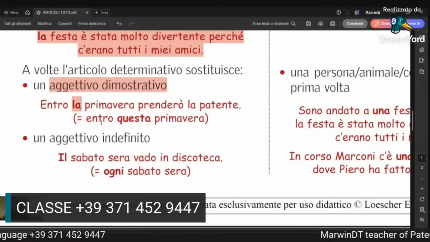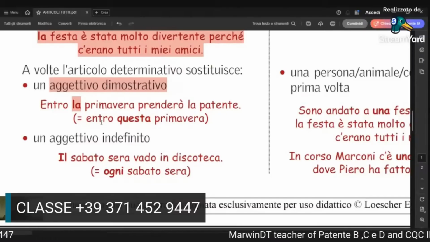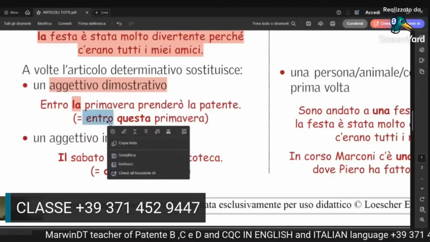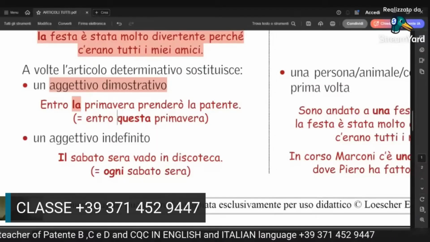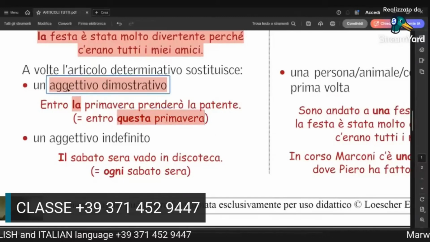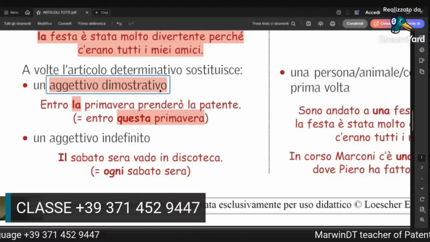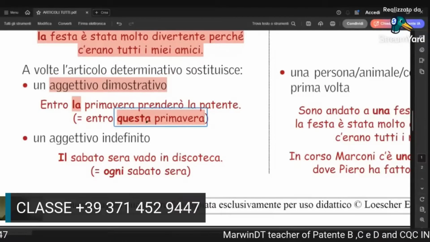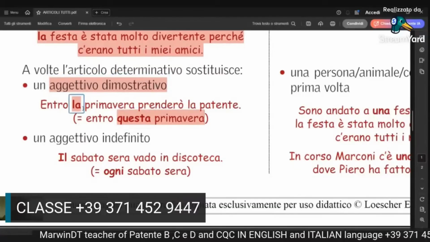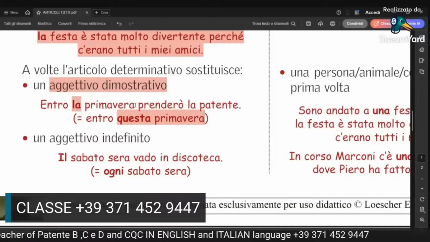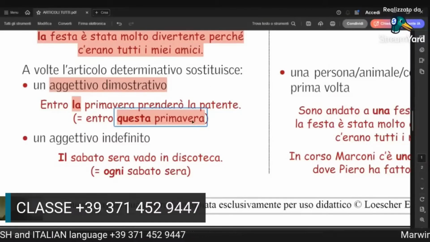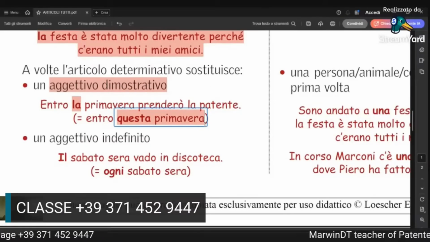Okay, then we have entro questa primavera. So the word entro, which is within, questa primavera. So the word questa is the aggettivo dimostrativo. I repeat, questa is the aggettivo dimostrativo, taking the place of la primavera. That's why it is mentioned entro questa primavera, meaning this primavera. Okay.